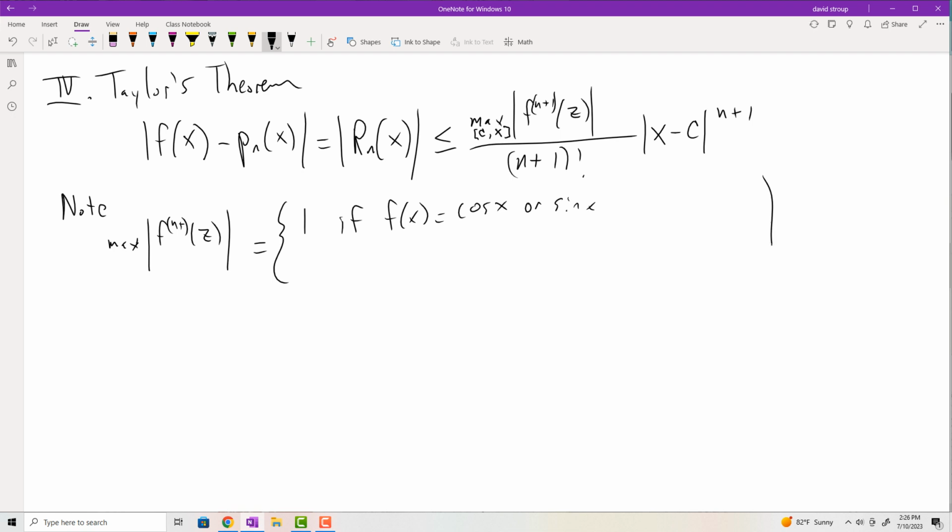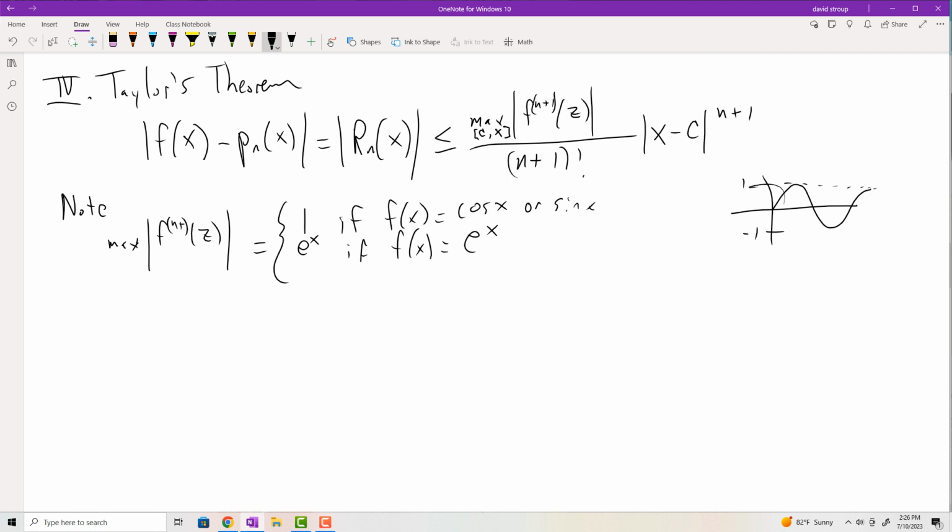And why is that? It's because the cosine and sine functions are always bounded above and below by 1. Its max is 1, its min is negative 1, so it's bounded above by 1. The next one we'll say is e to the x, which is a bit silly. It's like you're trying to approximate e to the x, but you're using e to the x to do that approximation. I don't know. So I just put e to the x there.